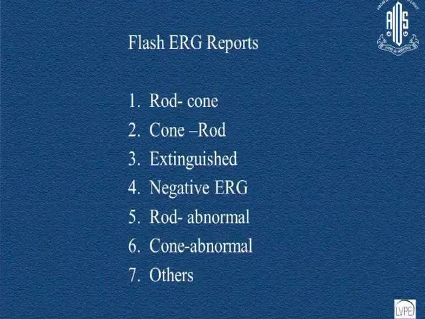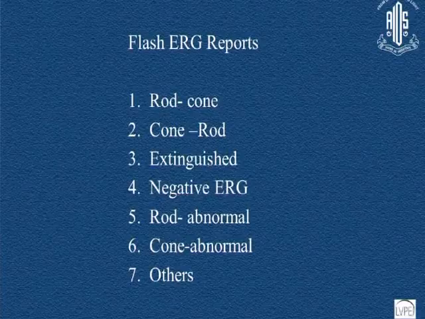So whenever you have flash ERG reports, there are only a few types of reports that you can make out from them. It's not a huge difficult thing to do. Once you put your mind to it, you can learn very quickly. So it could be a rod-cone ERG where the rods are affected more than the cones. I have asked this question at ICF many times: what do you mean by more? So they are very vague.